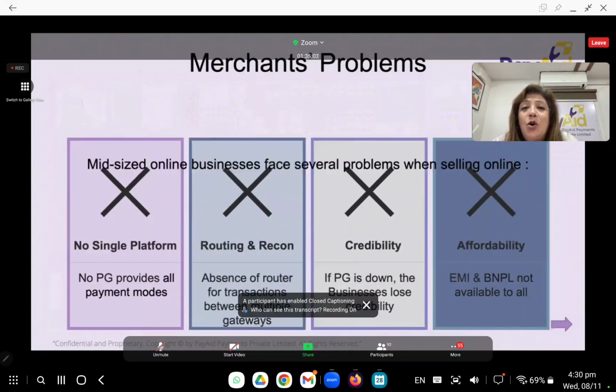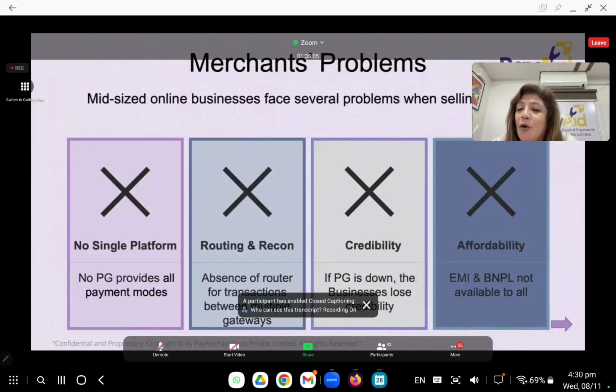We did talk to a lot of merchants. We asked them what are the problems that they are facing when they are trying to sell online. One was that no payment gateway provides all the payment modes. There is no single platform available for all the payment gateways to be plugged in, which a mid-sized business can use. Routing and reconciliation becomes an issue if they decide to go to multiple payment gateways. And if they say, no, I will go with India's largest payment gateway, then when that payment gateway is down, the business loses its credibility because the website is deemed as being down.